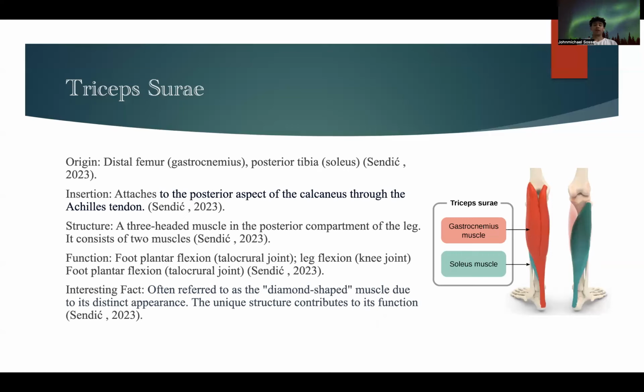Moving on with the next muscle group, which will be the triceps surae.